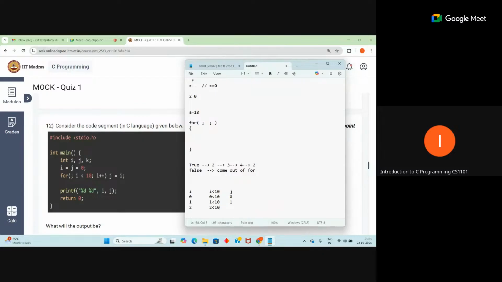2 less than 10, so J will be 2. So like that, how long will it go? Say I is 9. 9 less than 10, which is true, so J value will be 9.